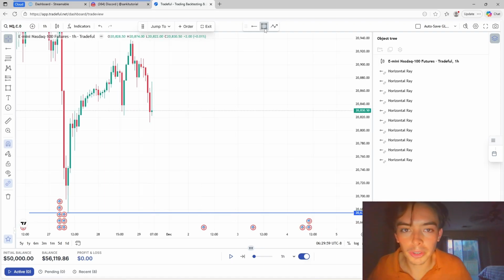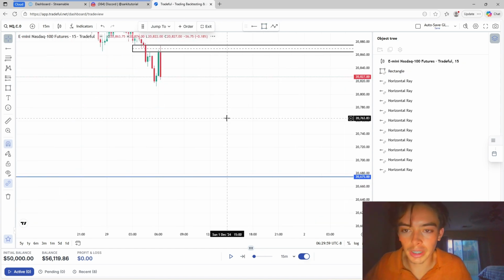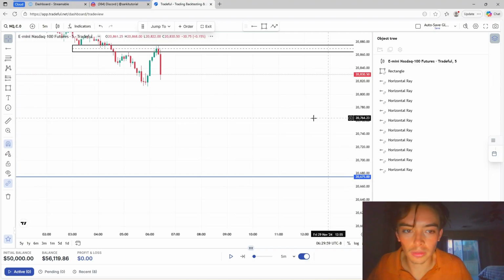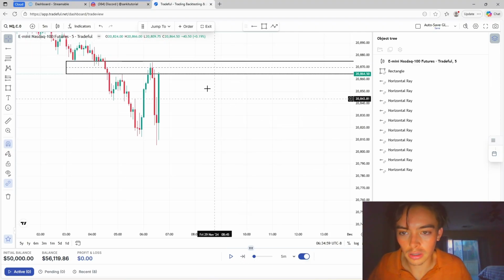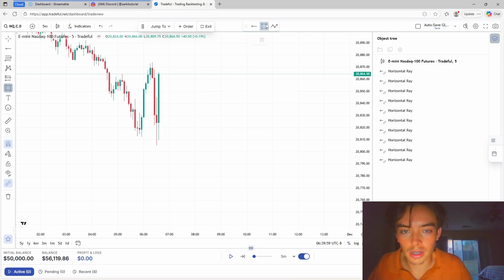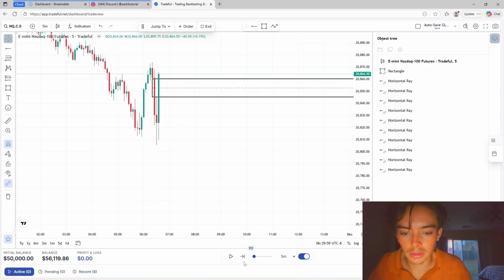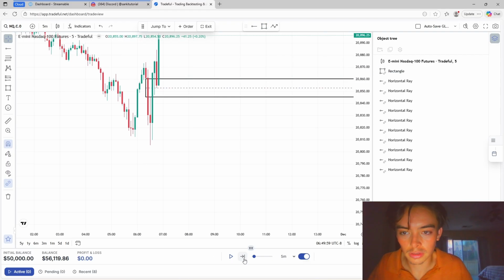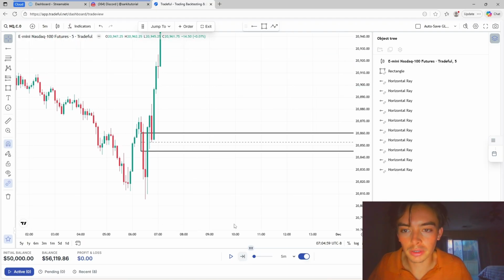The 1 hour, we do get a clean rejection off this 1 hour gap. So that's pretty nice. I do like shorts eventually. Okay. I'm not worried about this. Still bearish.